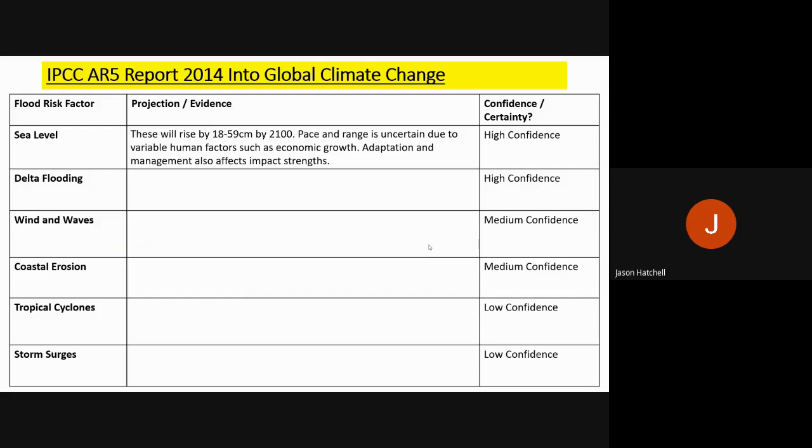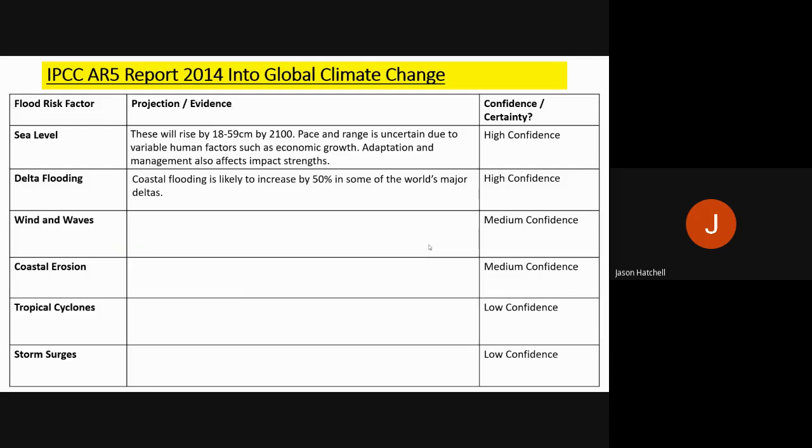Delta flooding. So this is where flooding happens where rivers meet the sea, and this is likely to increase by 50% in some of the world's major deltas. There's a high confidence of that happening.